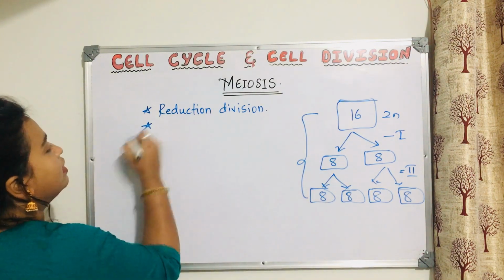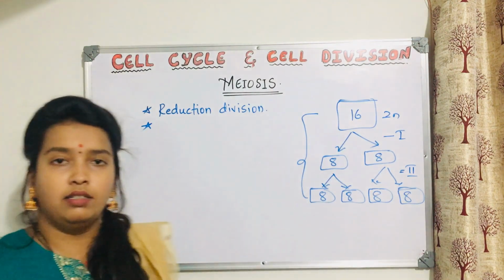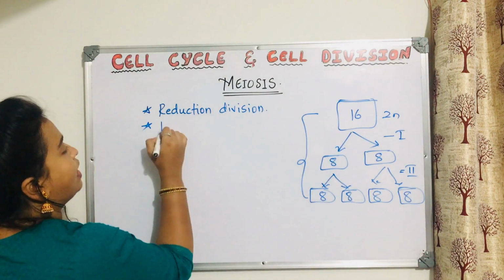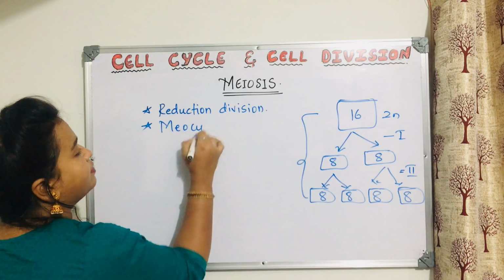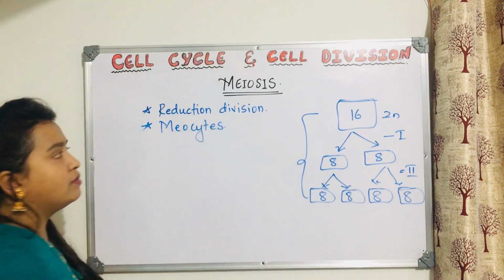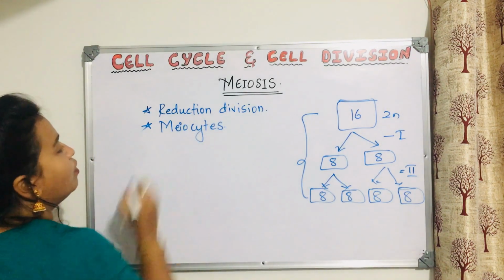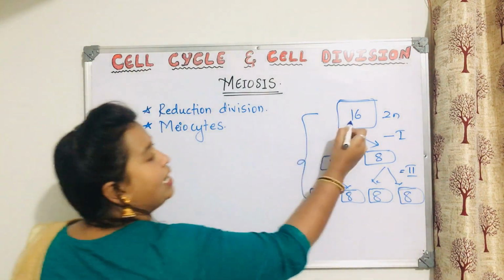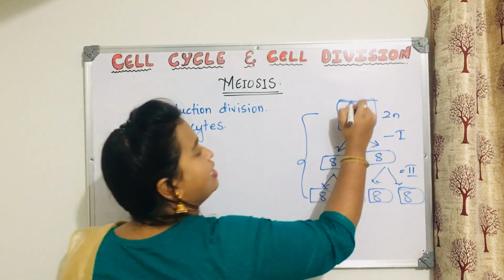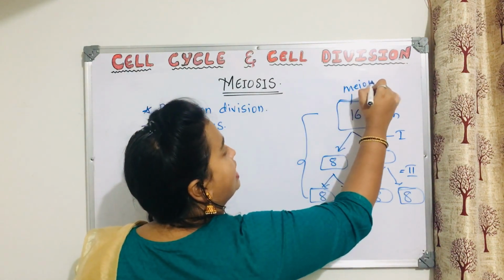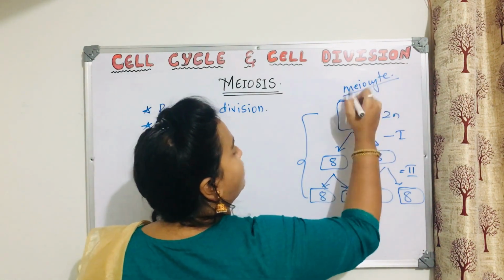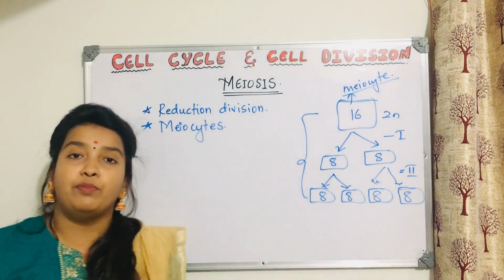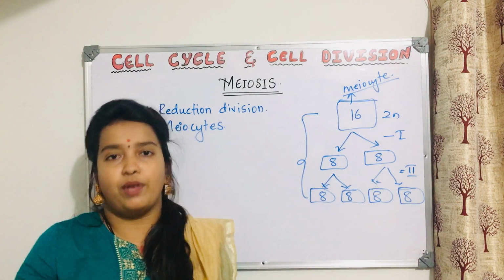Second key point: where will it occur? The cells which undergo meiosis are called meiocytes. M-E-I-O, meiocytes. What are meiocytes? If a cell is undergoing meiosis, then this cell is called a meiocyte. Check the spelling, okay? Meiocytes are those cells which undergo meiosis.